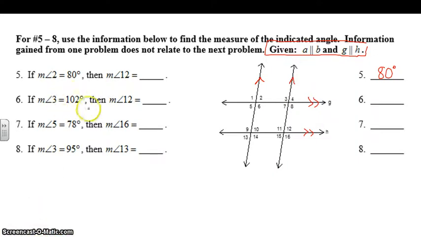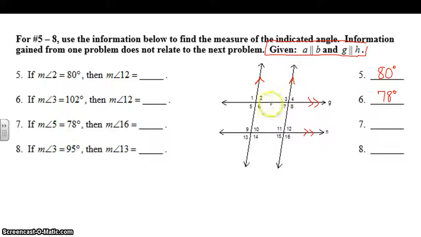Okay, now I know the measure of angle 3 is 102 degrees, and I want to find the measure of angle 12 again. Well, I know corresponding angles are congruent, so angle 11 will be 102 degrees, but I need angle 12. This is a linear pair, so those will add up to equal 180. So 180 minus 102 means that angle 12 for this problem has to be 78 degrees, because it's a linear pair. Then we get rid of that information, and we move on to the next problem.